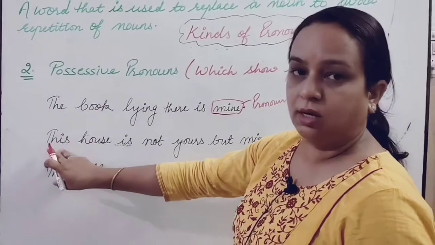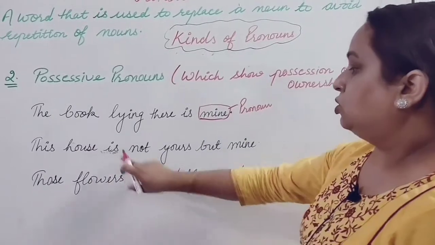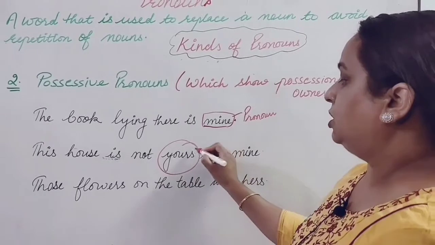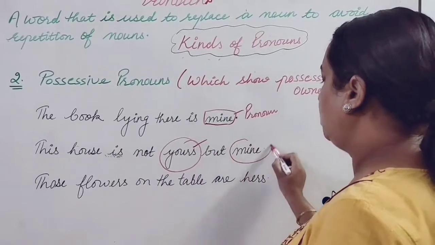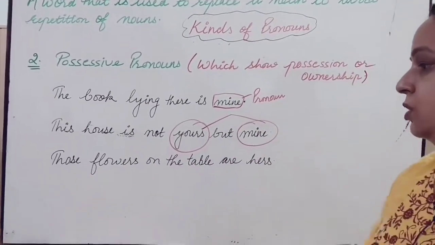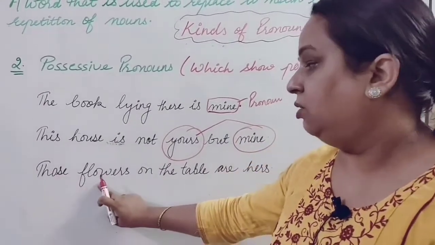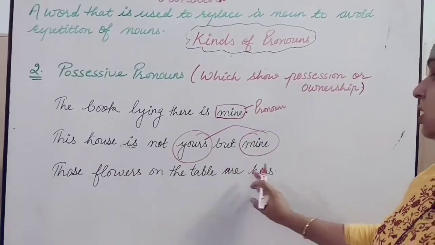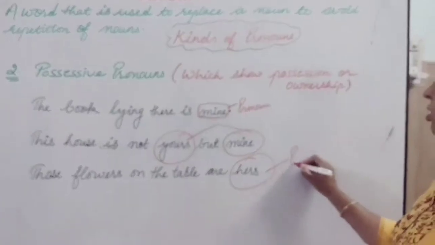This house is not yours but mine. Now here this word is there, but that is not acting as a pronoun, because after that there is a noun. So is not yours. Yours is showing the possession here, so it is a possessive pronoun, and mine is also working as a possessive pronoun. Those flowers on the table are hers. Now those, after that a noun is there, so that will not work as a pronoun. On the table are hers. Hers is telling us the possession, so this is what? Pronoun here.